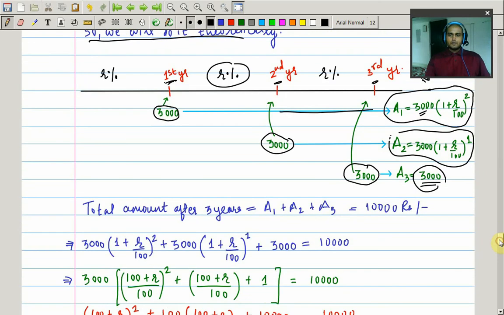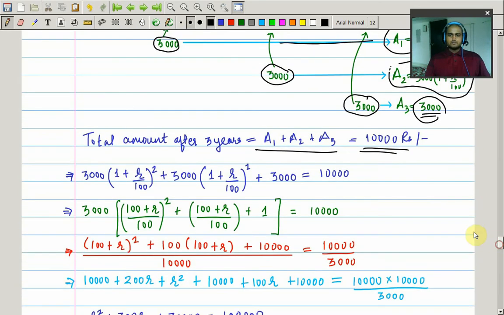So the total amount at the end of the third year is A1 plus A2 plus A3. And according to the question, it is 10,000. So let's put in the respective values. A1 is 3,000 times (1 plus R upon 100) raised to 2. A2 is this and A3 is this, and everything sums up to 10,000.